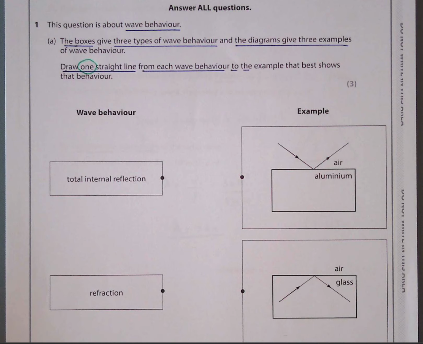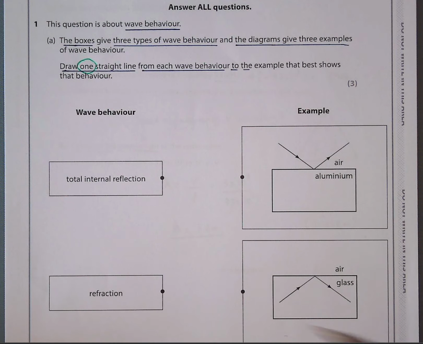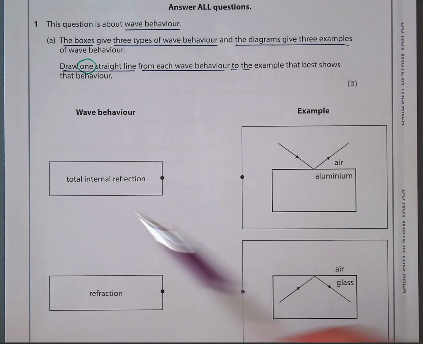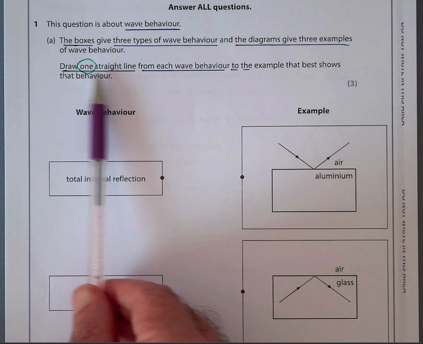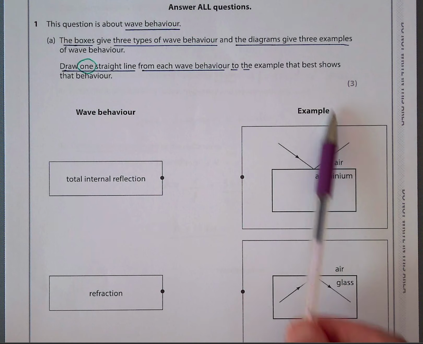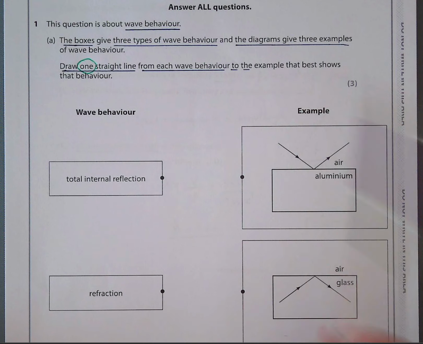Alright, so the first question is about wave behavior. They have wave behavior on the left and diagrams on the right. And it says, draw one straight line from each wave behavior to the example that best shows the behavior. So total internal reflection, and they want you to draw a straight line. Now, I don't know how strict they're going to be on that. I'm not going to get a ruler out.